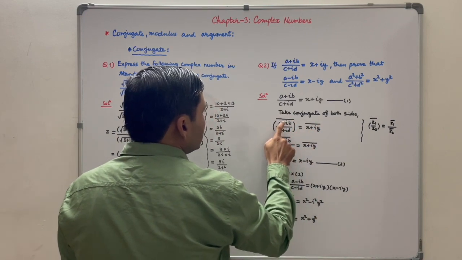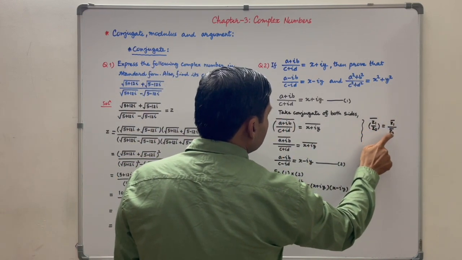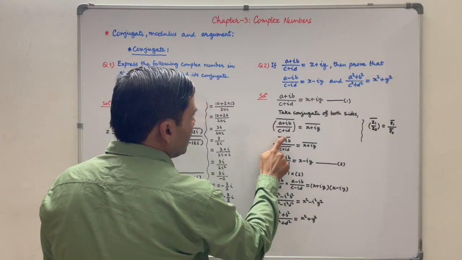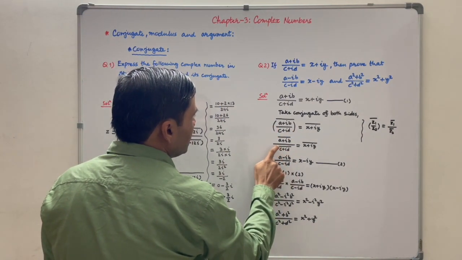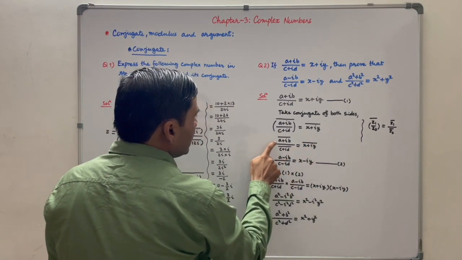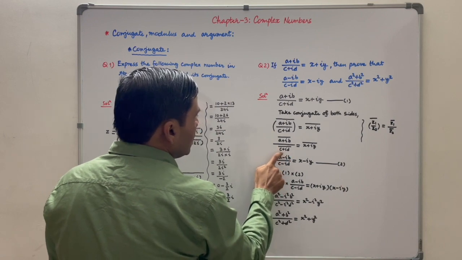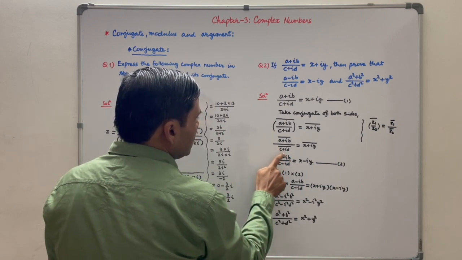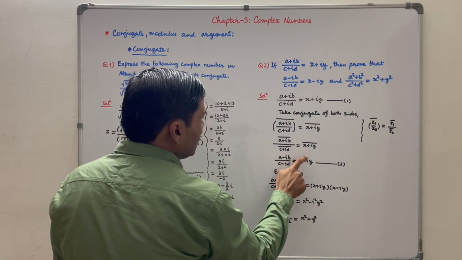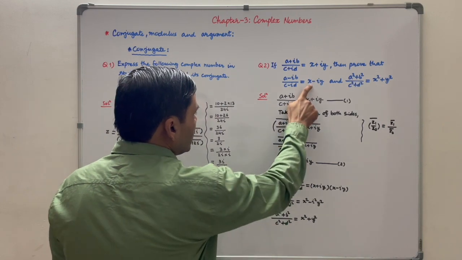We know that z1 upon z2 bar is equal to z1 bar upon z2 bar. So we can write LHS as a plus ib bar upon c plus id bar is equal to x plus iy bar. Conjugate of a plus ib is equal to a minus ib. Conjugate of c plus id is equal to c minus id. Conjugate of x plus iy is equal to x minus iy. So we have proved first part.